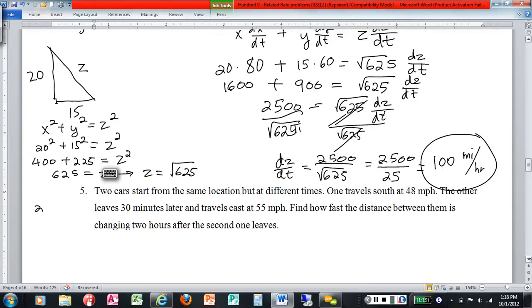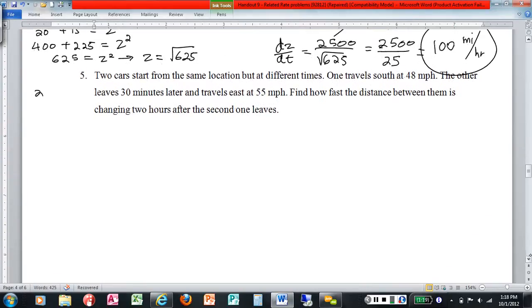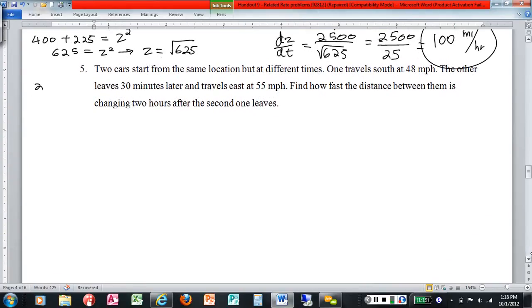All right. Now let's try number 5. I think it has a little twist about it compared to that one. Two cars start from the same location but at different times. One travels south at 48 miles per hour. The other leaves 30 minutes later and travels east. All right, so let's make south go this way. So I got one car leaving going south. The other travels east at 55.